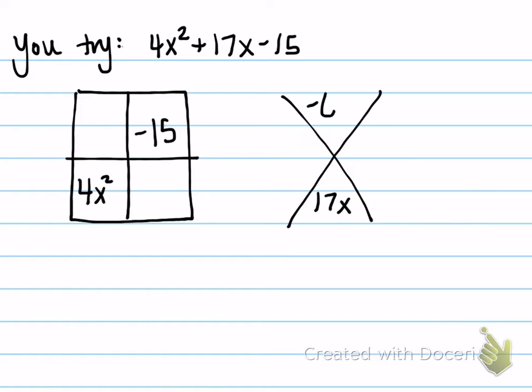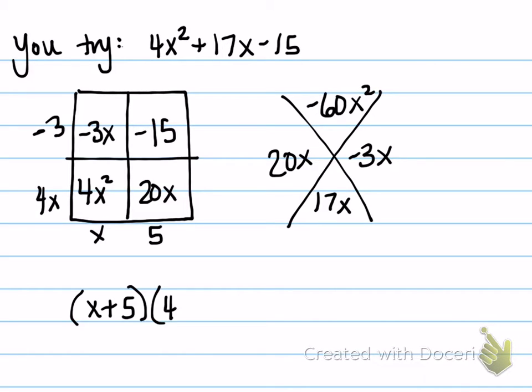Alright, and let's check to see if you got the right factored form and how you got there. I needed to multiply this time to negative 60x squared and add to 17. So I needed 20x and negative 3x as my two factors. Once I put those back in, I ended up with a base of x plus 5 and a height of 4x minus 3. Alright, now go ahead and go to your Google form and do some practice on your own.